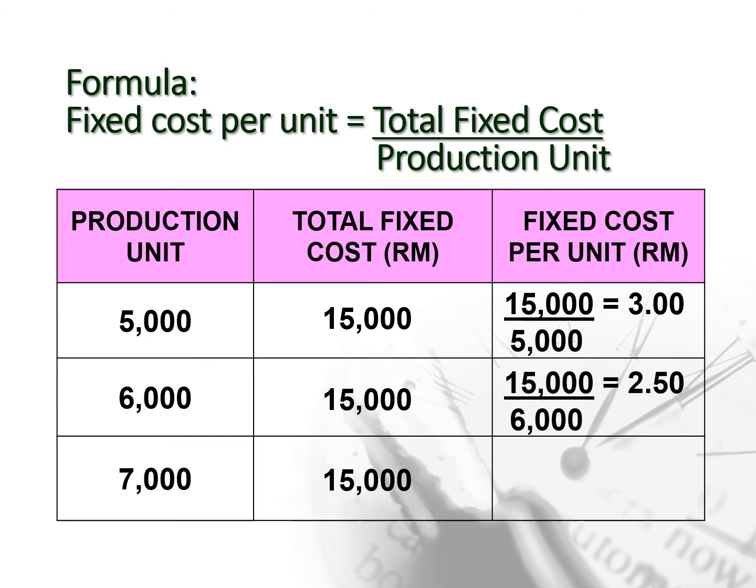For production unit 6,000, 15,000 ringgit divided by 6,000 units equals 2 ringgit and 50 cents. And for production unit 7,000, the fixed cost per unit equals 15,000 ringgit divided by 7,000 units equals 2 ringgit and 14 cents. That means the higher the production unit, the lower the fixed cost per unit will be. And the total fixed cost is constant at all levels of production.